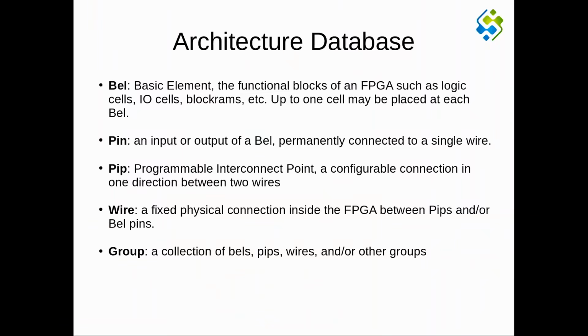And then there is the architecture database. The big distinction here, of course, is that the architecture database is static. So I say I would like to target this or that part, and then it's always going to be exactly the same database. Whereas with each run of nextpnr, I might give it potentially a different netlist and a different design to implement. Okay, what kind of things do we have in the architecture database?